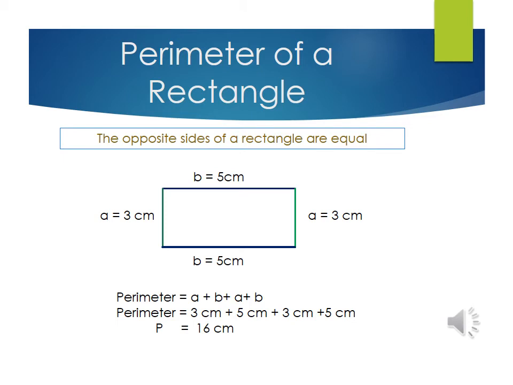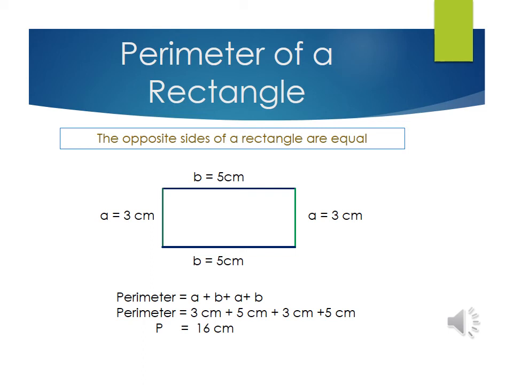Perimeter of a rectangle. We all know the property of a rectangle, that opposite sides are equal. Here the length is shown with b centimeters and the breadth is shown with a centimeters. So how can we find the perimeter of a rectangle? We can find the perimeter of a rectangle by adding the sides. So here a means breadth: a plus b, a plus b. We have to add twice the length and breadth and then find the perimeter.